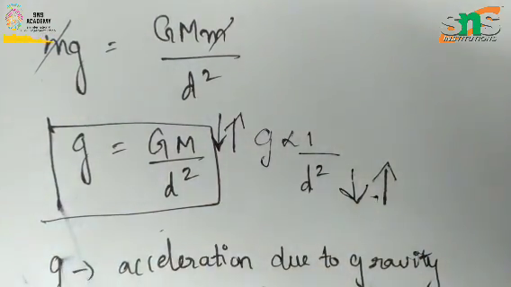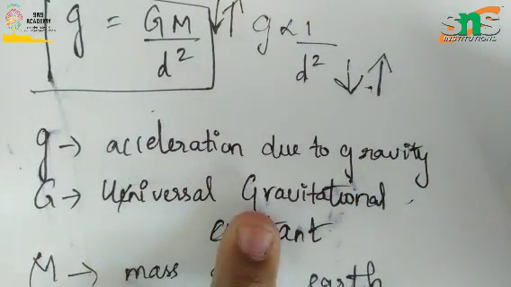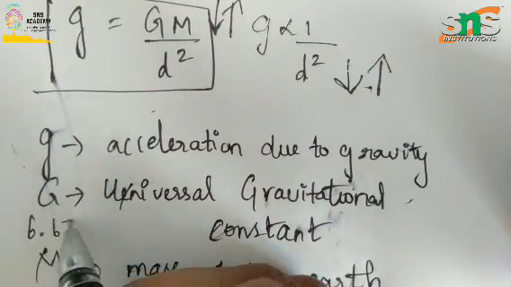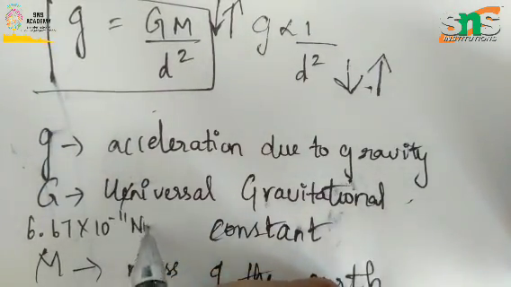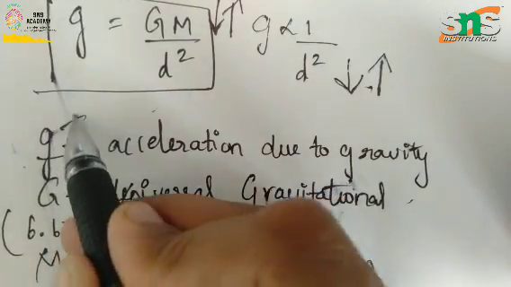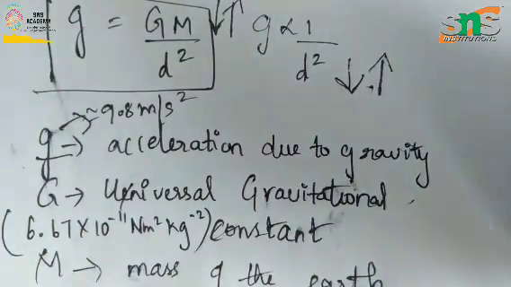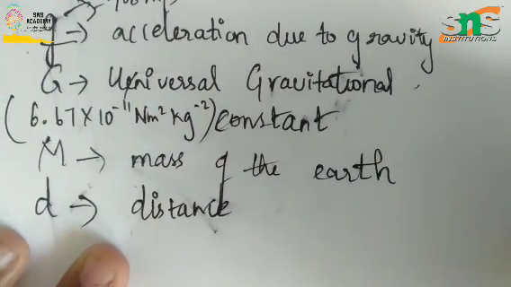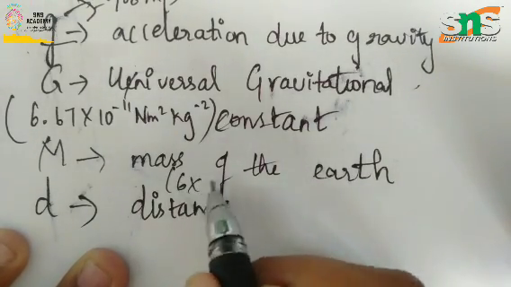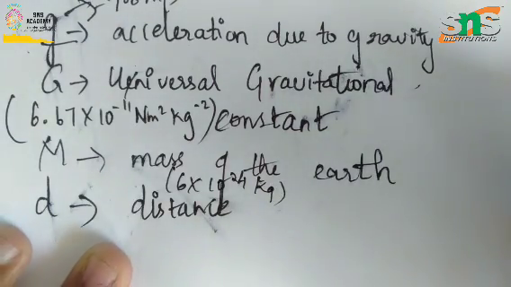Okay, and so g stands for acceleration due to gravity, capital G is the universal gravitational constant, and the value is 6.67 into 10 to the power minus 11 N m square kg minus 2. In this case, we took the acceleration due to gravity of the earth, so it is approximately 9.8 meter per second square. And mass of the earth, as we already know, is 6 into 10 to the power 24 kg. So these are the known data.